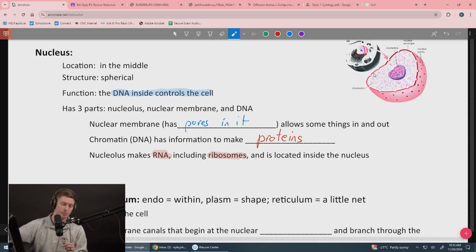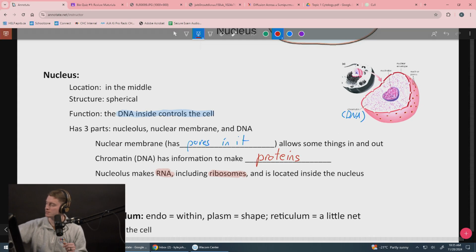So where it says chromatin on this little diagram here, you can write in brackets underneath, this is our DNA. And then where we have nucleolus, I will write RNA. I know they're very similar sounding molecules. They are similar in a lot of ways. RNA. Not my best writing, but you get the idea.